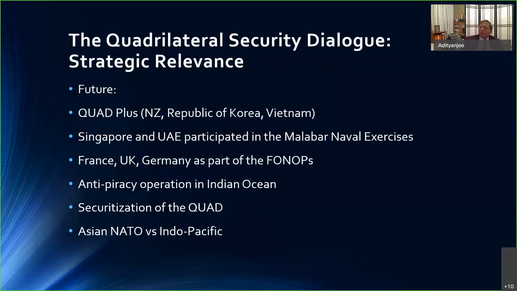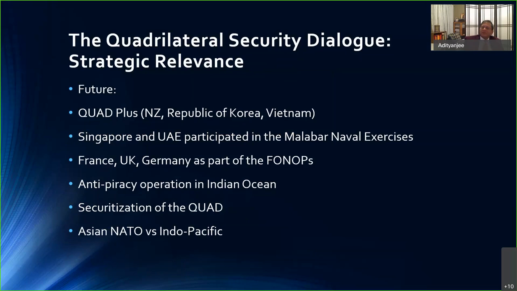What is the future of Quad? People have talked about Quad Plus to involve New Zealand, Republic of Korea, Vietnam. I talked about in the beginning Quad 1.0, Quad 2.0, Quad Plus, etc. Last year, Singapore and UAE participated in the Malabar naval exercises, so that could be enlarged. France, UK, and Germany are now part of freedom of navigation operations in the South China Sea, anti-piracy operations. So people are asking whether there will be securitization of the Quad, and again, whether it will be an Asian NATO in the Indo-Pacific.